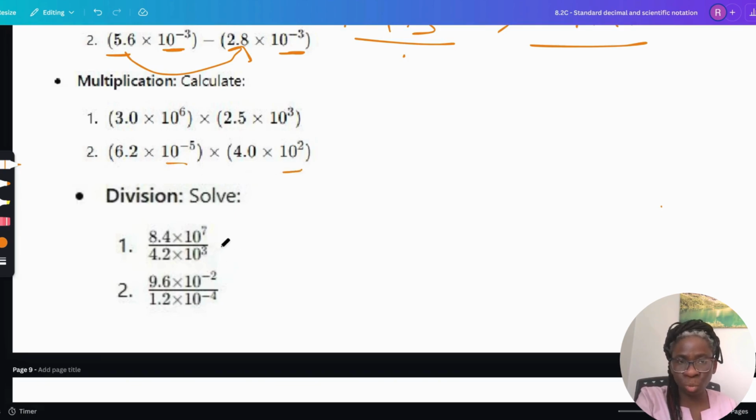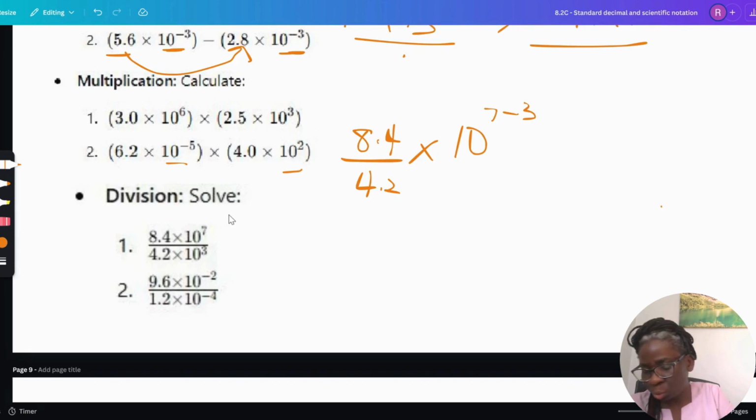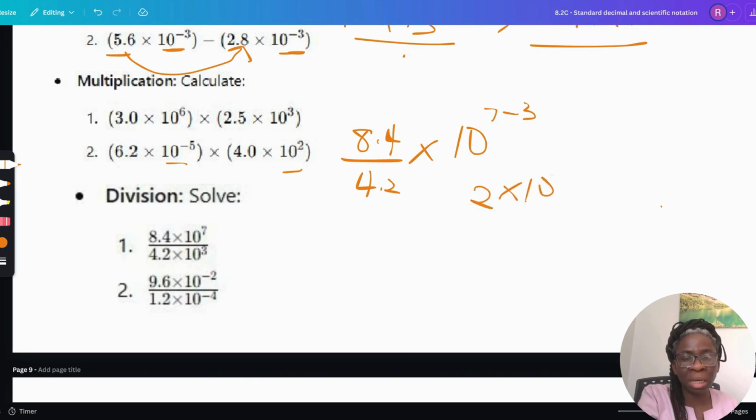Same thing applies to division. It's just that for division, you say 8.4 divided by 4.2, then times 10 power 7 minus 3. Division will become minus. If it is multiplication, we add the powers. If it is division, we subtract the powers. So this will give 8.4 divided by 4.2, which is 2. So this will be 2 times 10 power 4. So that is for division.